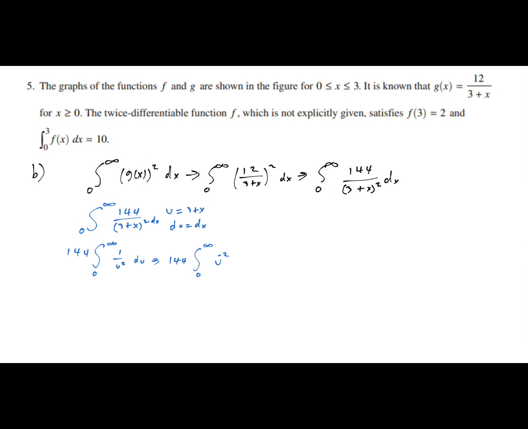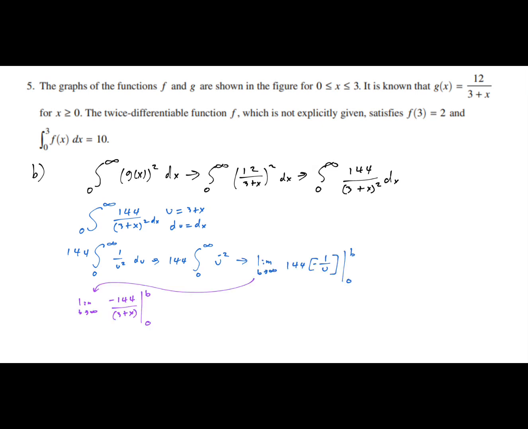For this part, it's another u sub: u equals 3 plus x, and the derivative of both sides is du equals dx. Then I replaced 3 plus x with u, and dx with du. I took the 144 out, and then I put u squared at the top, so it's a little easier to read.